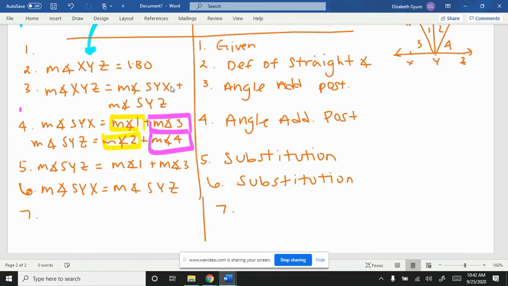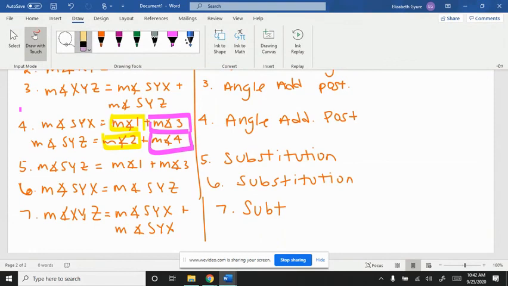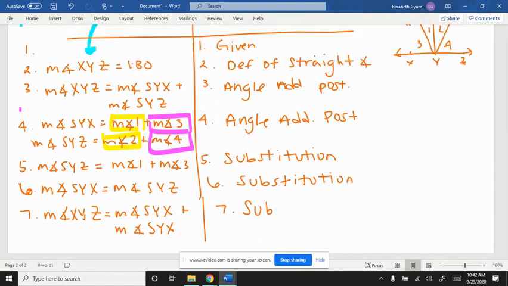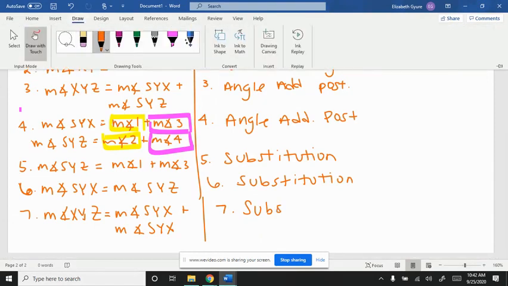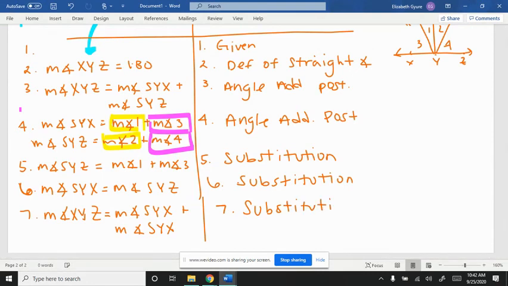Okay, now I know these are equivalent, right? So now I can replace one in for the other. So I'm going to say the measure of angle XYZ equals, and you can pick either one, the measure of angle SYX plus the measure of angle SYX, because those were equivalent, so I can replace. So again, for the 100th time, substitution. We're almost there, guys.